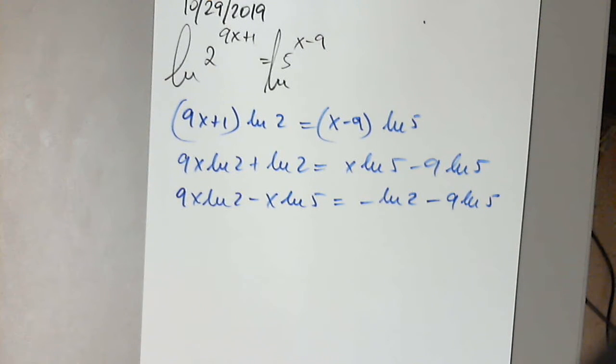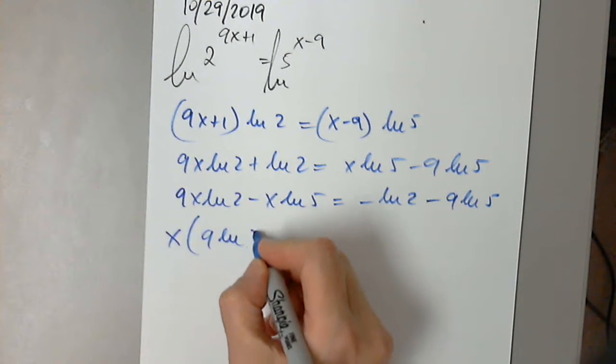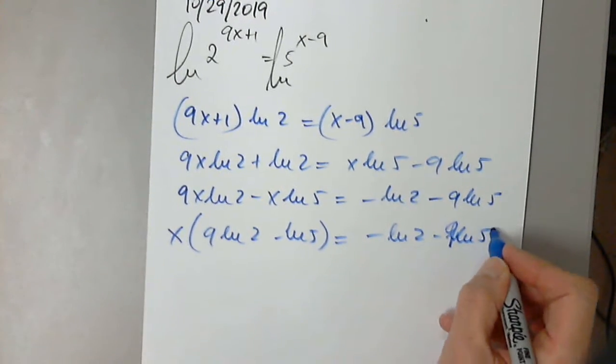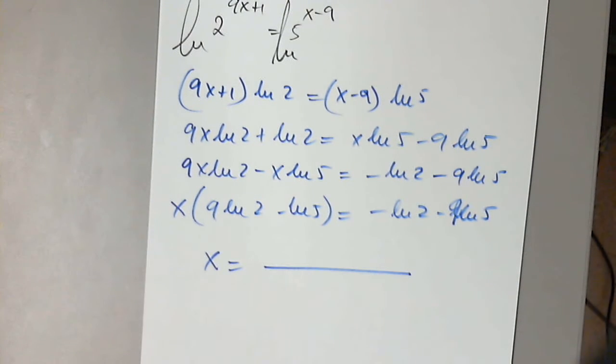Now on the left-hand side, I have to combine like terms, but I can't. You could say, oh, but if I multiply 9 by natural log 2 and approximate natural log 5, I can combine these. True, but you're not going to get an exact answer, and we are after the exact answer. So bottom line, you cannot combine them, but you can factor out x: x times (9 natural log 2 minus natural log 5) equals negative natural log 2 minus 9 natural log 5, and you're done by dividing.